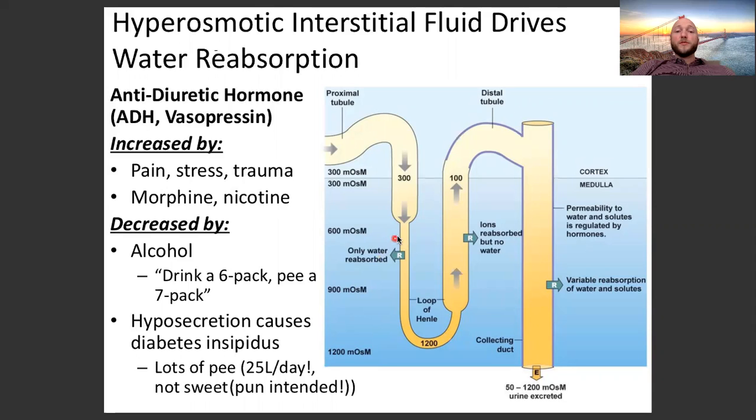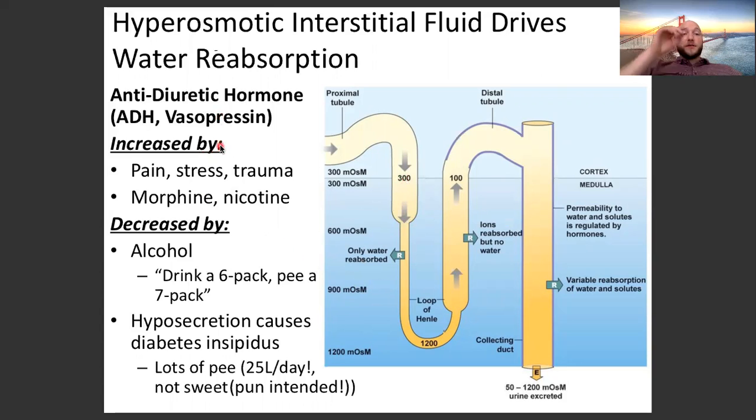And what does water do? Water moves to dilute. So as this fluid flows through this descending loop of Henle, water moves to dilute the hyperosmotic interstitial region. And then as it comes back up through the ascending loop of Henle, water doesn't get reabsorbed, but ions do. You don't need to actively transport your water because of this osmotic gradient.